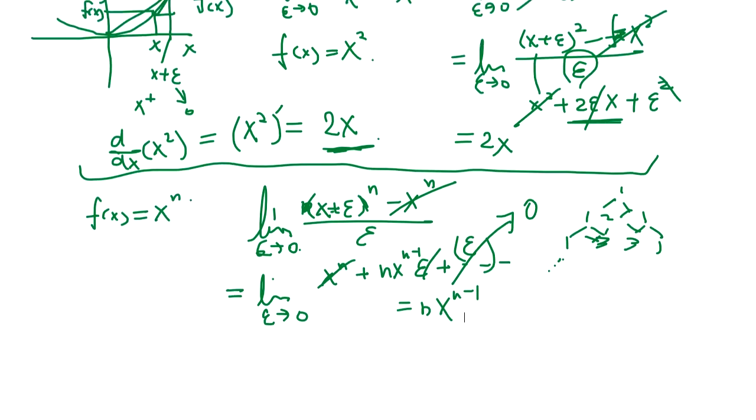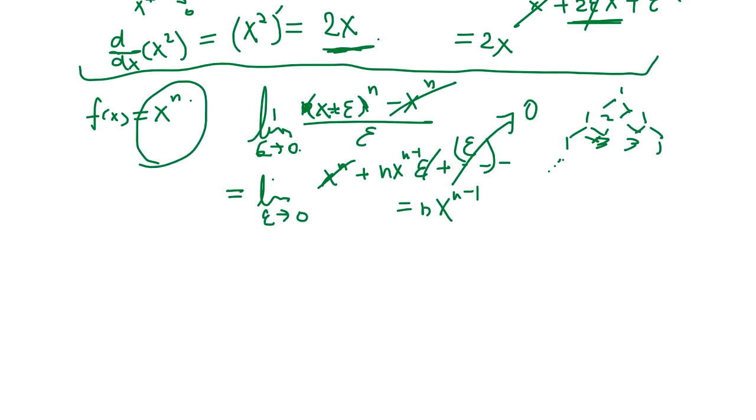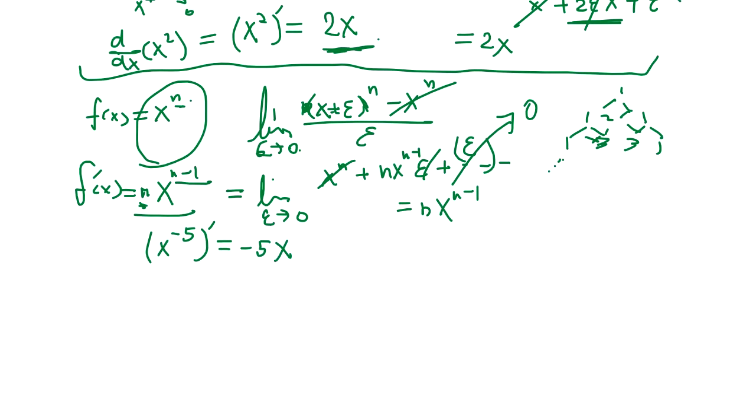So the derivative function of this is n x to the n minus 1. If you have n, you put the n in front and subtract 1. That's going to be the derivative function. n can be negative too. If it's minus 5, you take the derivative, it's going to be minus 5 x to the minus 6.